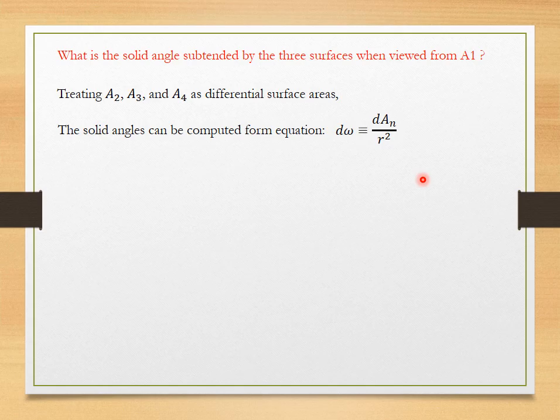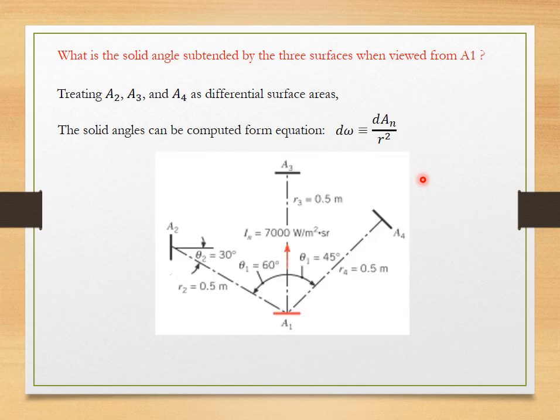Bear in mind that R is the same, 0.5 for each of A2, A3 and A4. So that might be simpler in terms of the solution. Okay, we try to remark this schematic again: A3, A4 and A2.